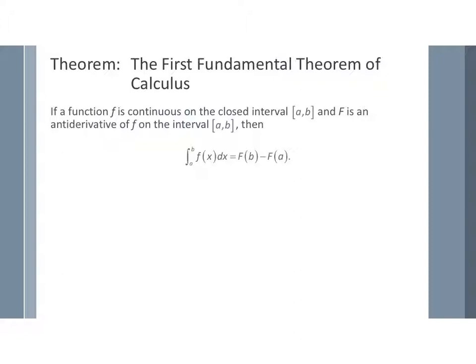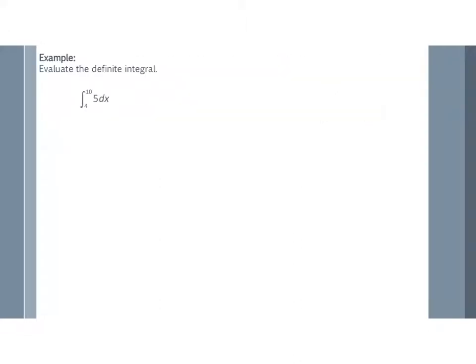So let's take a look at how this plays out in an example. We have simply an antiderivative. We don't need the whole family, we just need a single one. Here we have a definite integral of the function 5, and we want to evaluate the definite integral from 4 to 10 of that function. Now, rather than do that geometrically, we can go ahead and apply the fundamental theorem of calculus.